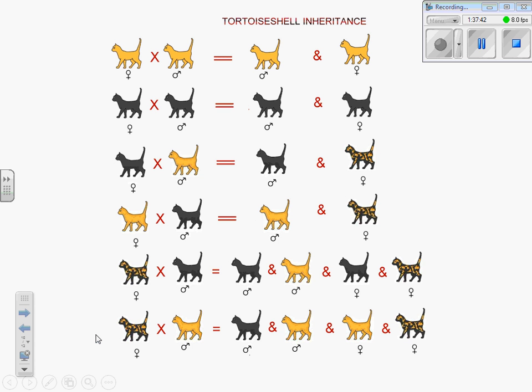You can have ginger female, black male, in which case you get ginger males and tortoiseshell females. And then you've got all the other possibles as well. So yeah, if you cross your tortoiseshell with a black or ginger male, you get quite a lot of possible outcomes there, don't you? So yeah, I rather like that, it's a really good illustration of how these X chromosomes switch off. There are other illustrations as well.